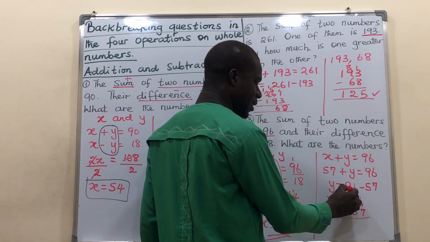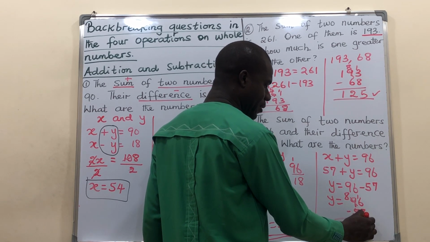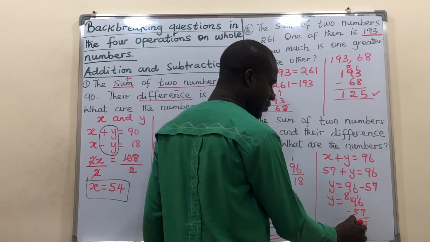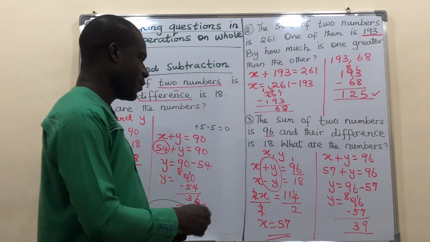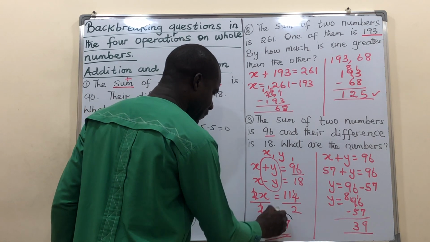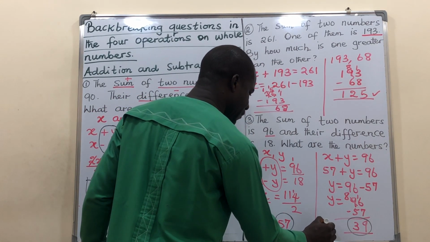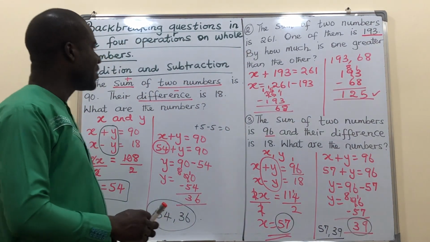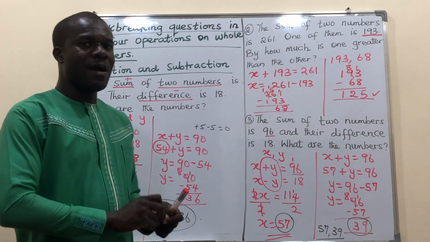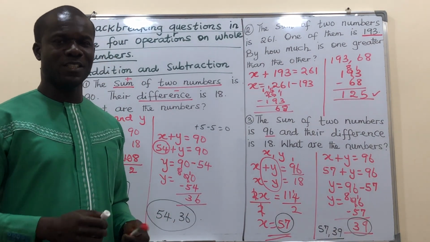Borrow 1 from 9. This is 8, put it here, 16. 16 minus 7 is 9. 8 minus 5 is 3. They ask us to find the numbers. I have them. The first number is 57. The second number is 39. So the numbers are 57 and 39. So you can see that the questions appeared back-breaking, but they are not after all. Let's go to the next question.